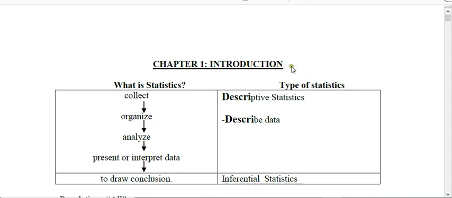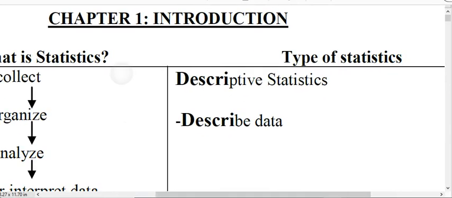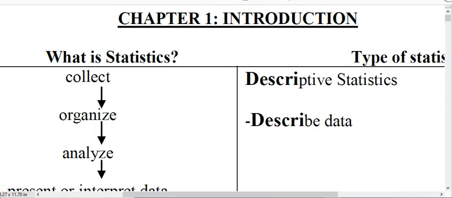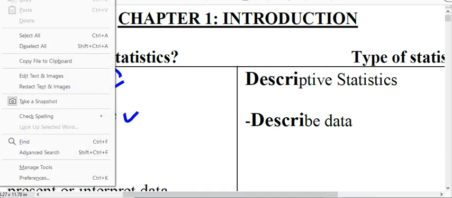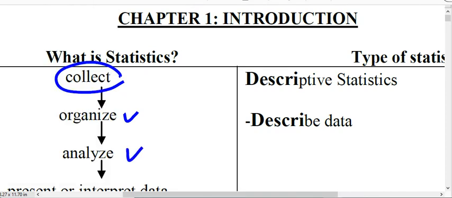Type of statistics. What is descriptive statistics? Descriptive statistics is to describe the data. I already highlighted it here, it's actually describing the data. So how do you describe the data then? First of all, you may need to collect. After collecting, you will need to organize the data involved. From the organization, what you're supposed to do is analyze.